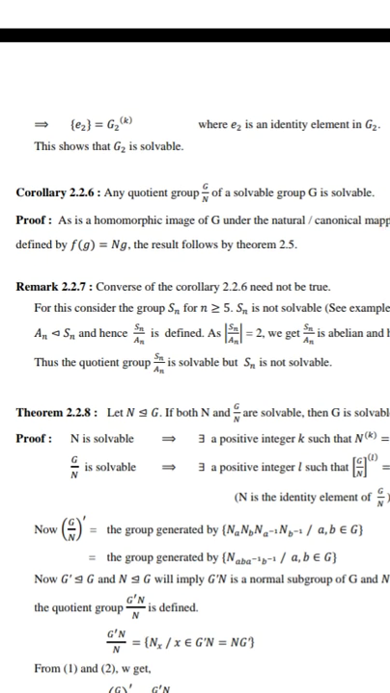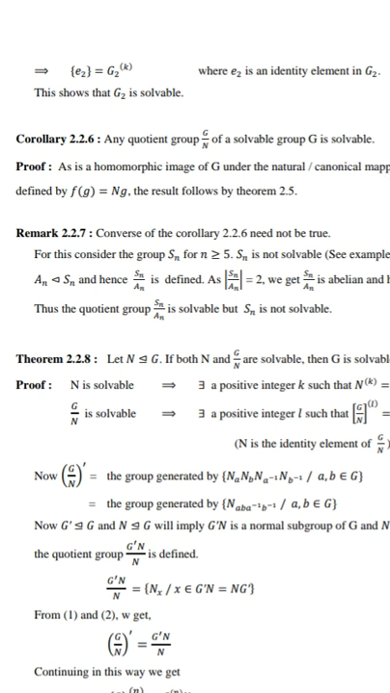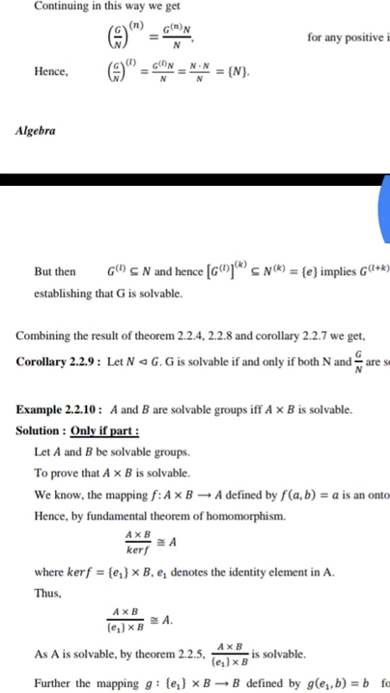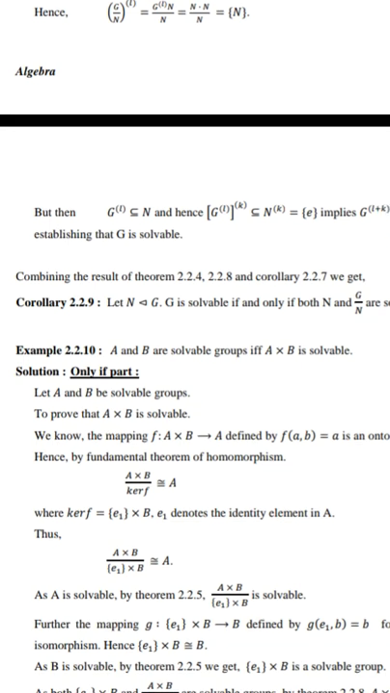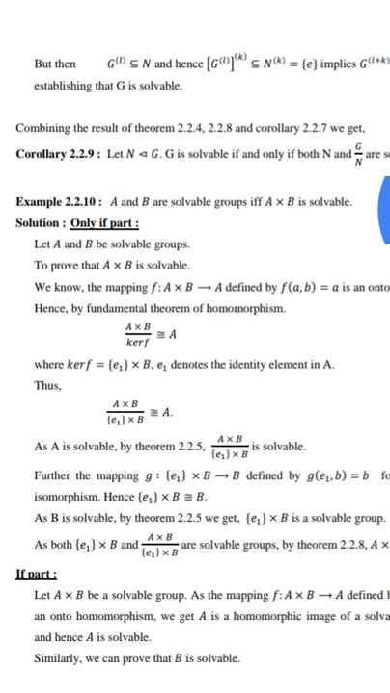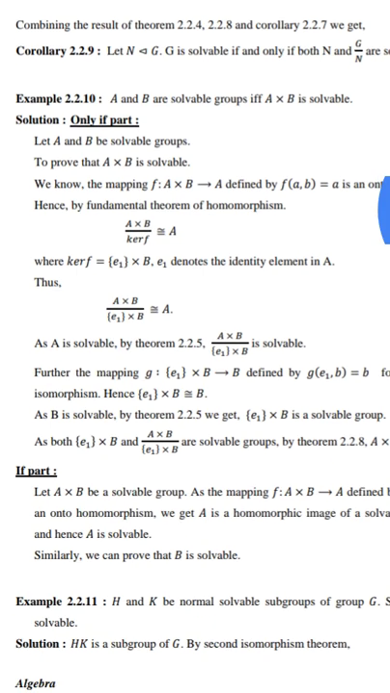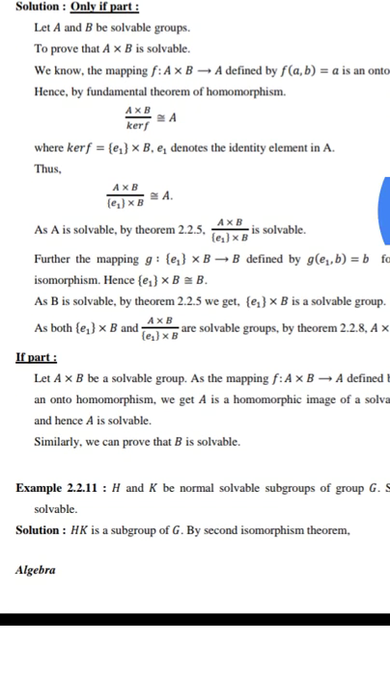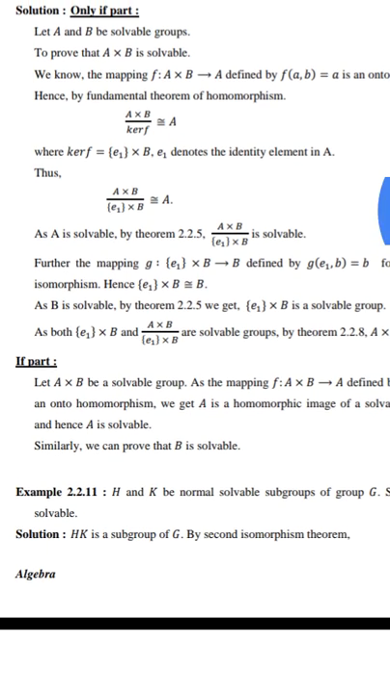Today I will discuss the examples on soluble groups. See here, theorem: A and B are soluble groups if and only if A Cartesian product B is soluble. Solution: now see here, the only if part. Let A and B be soluble groups. So we have to prove that A Cartesian product B is soluble.